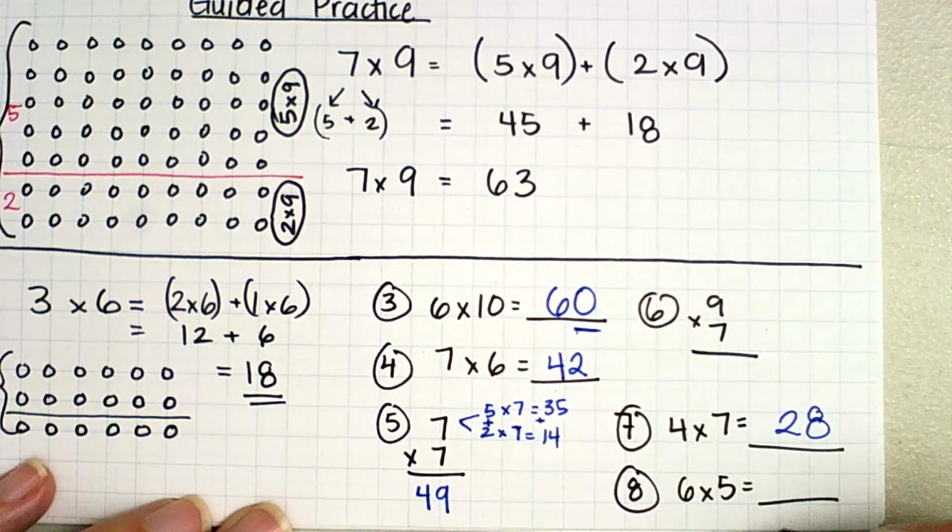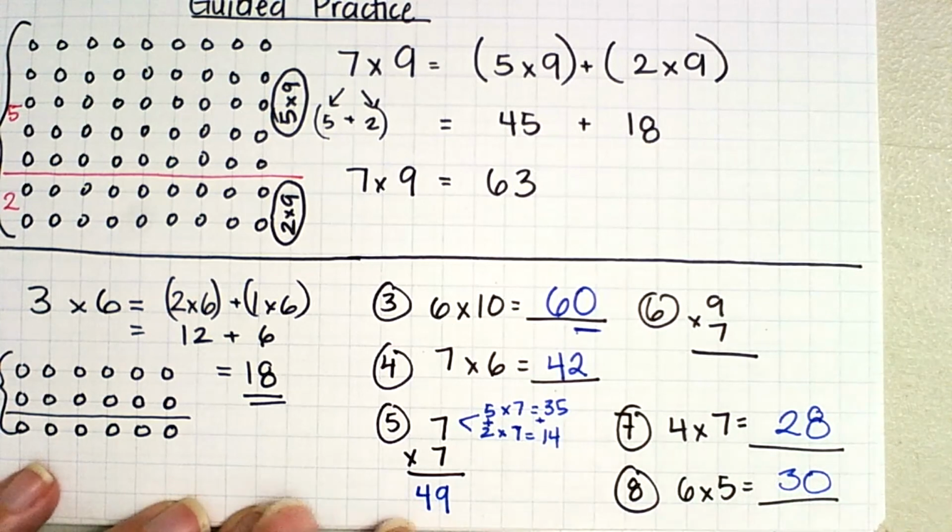6 times 5, we know that 5 times 5 is 25 plus another group of 5 is equal to 30. So 6 times 5 is equal to 30.